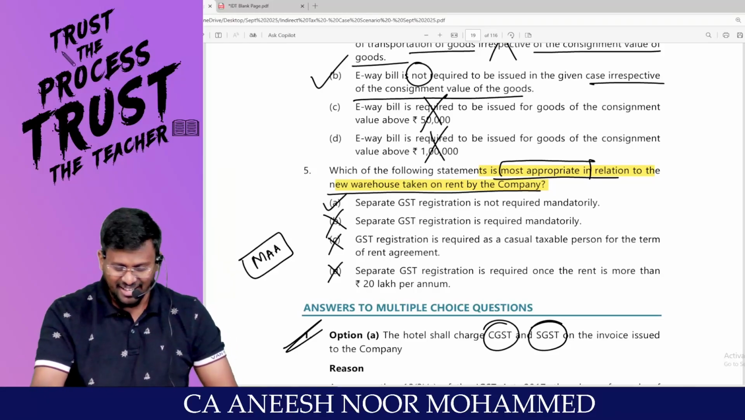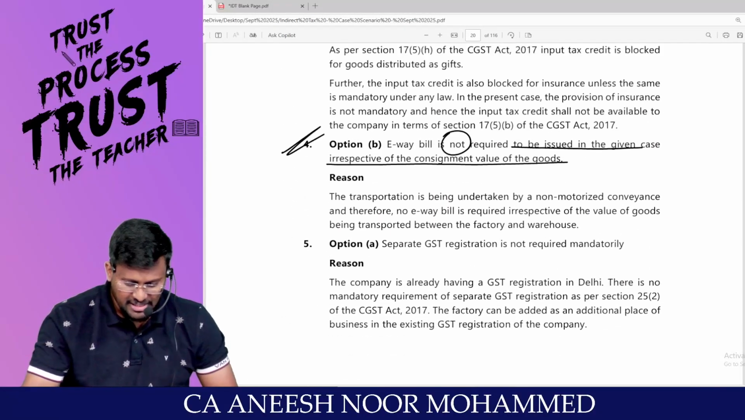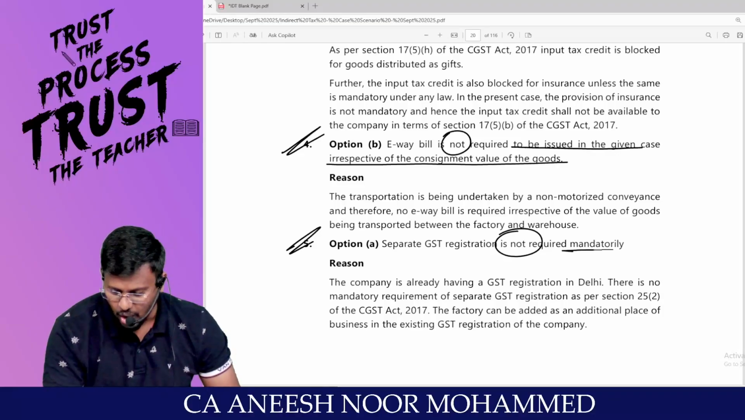Are you all really with me? So, 5A should be the right answer. Separate GST registration is not required mandatorily.